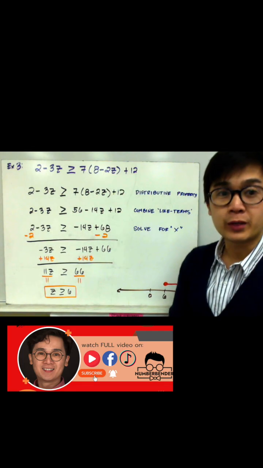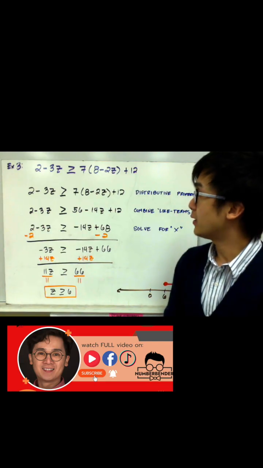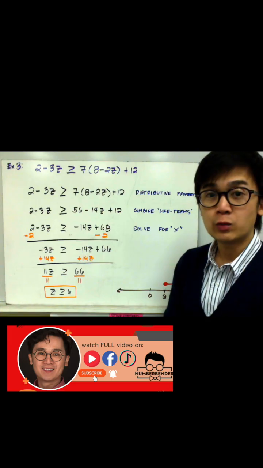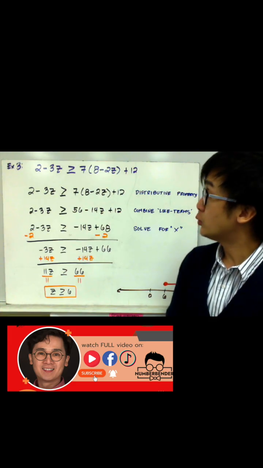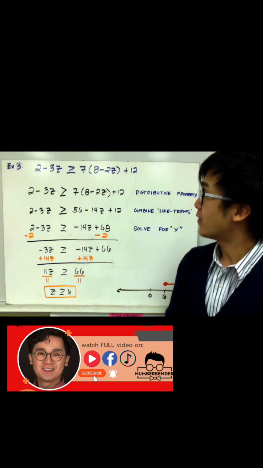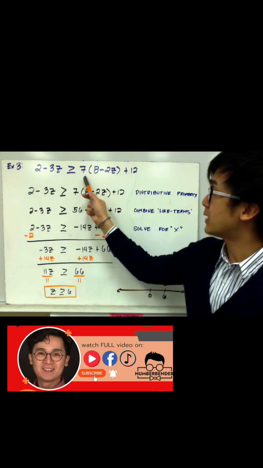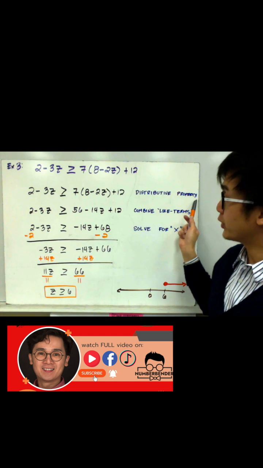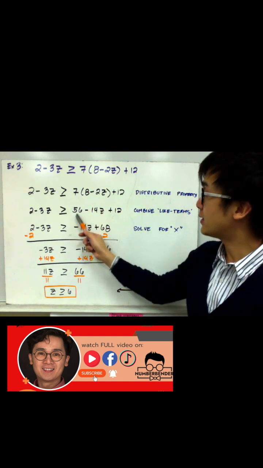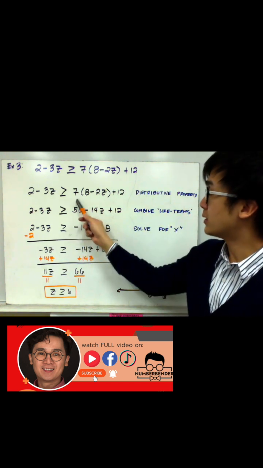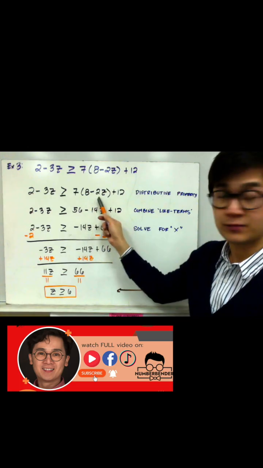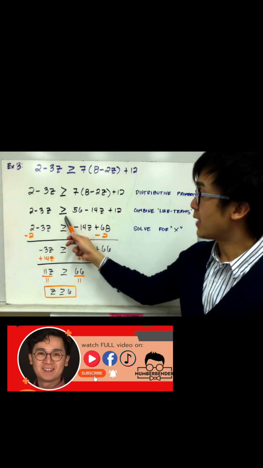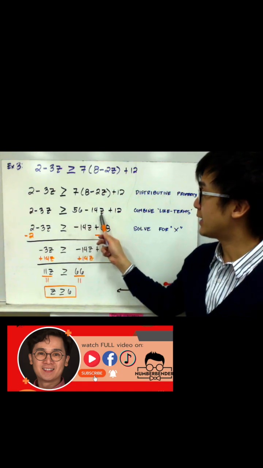For example number 3, we have 2 minus 3z greater than or equal to 7 times 8 minus 2z, plus 12. Now you will need a multi-step solution to solve the inequality, and the first step would be to distribute 7 to 8 minus 2z. So I'm using the distributive property for my first step, giving me 56 minus 14z when I distribute 7 to 8 and negative 2z. Now I'm just going to copy 2 minus 3z, greater than or equal to 56 minus 14z plus 12.